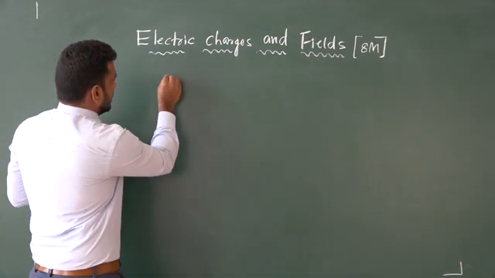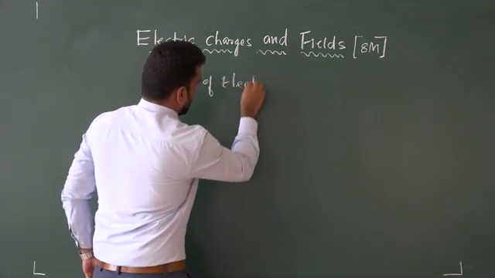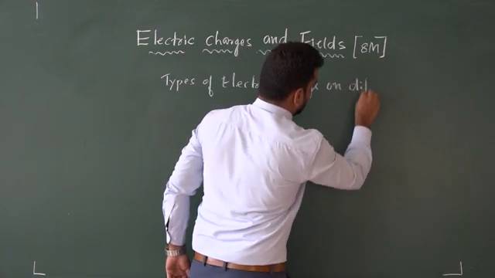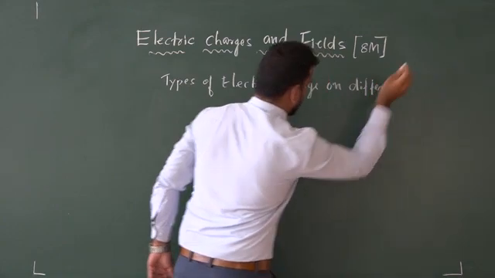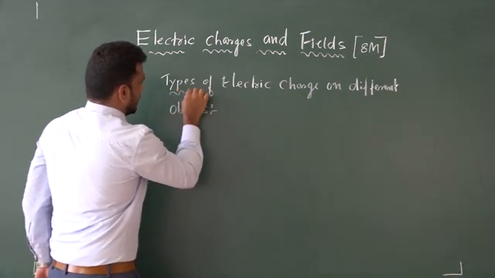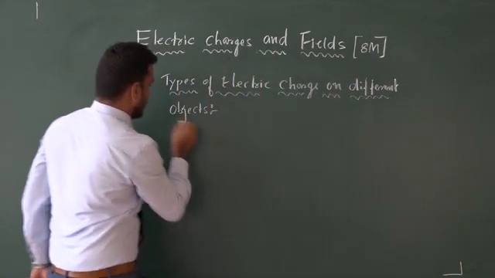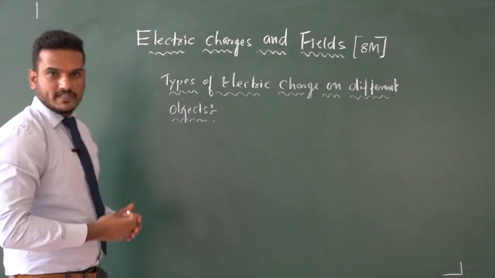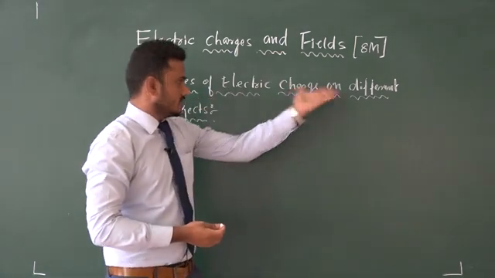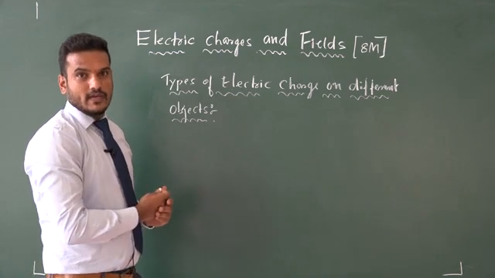Next is types or kinds of electric charge on different objects. Just now we studied what exactly electric charge is. Now we are trying to understand the types of electric charges on different objects. For this we have one small experiment. I am going to explain the experiment.